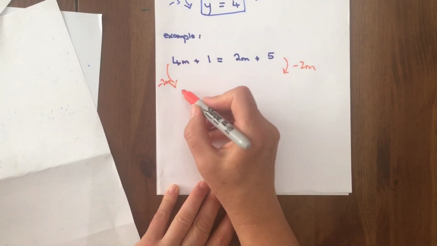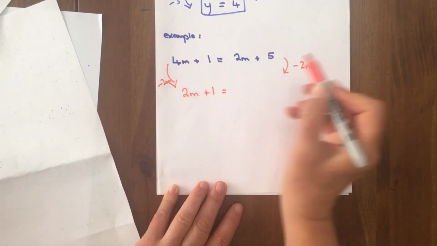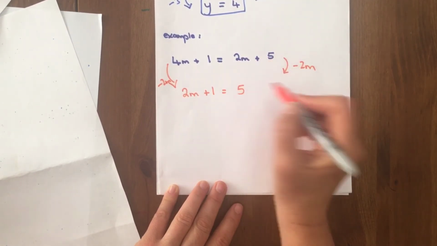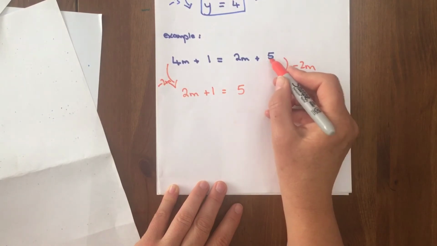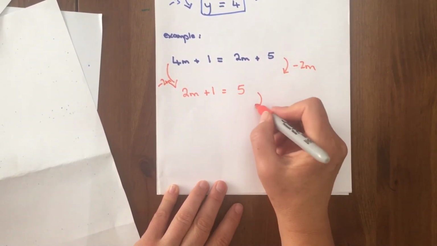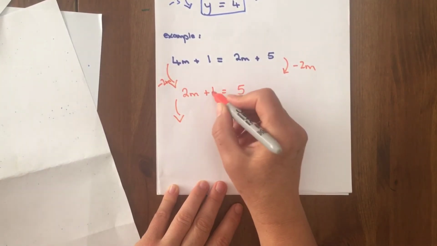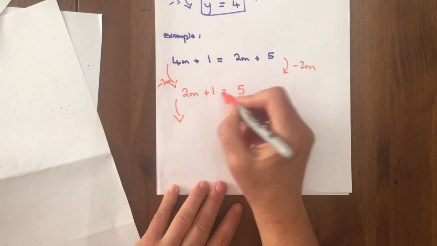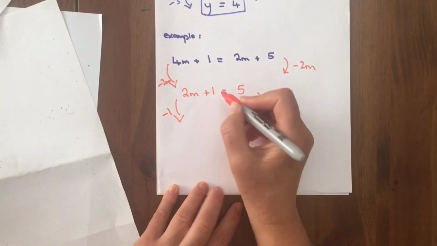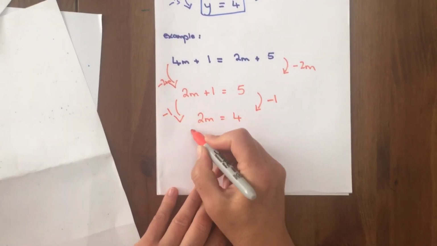4m take away 2m is 2m, but I still got my 1. 2m take away 2m is no m, but I still got my 5. M's and these m's are different to these numbers. Now what can I do to both sides of the equation? Well, I've got plus 1, so to get just m's on this side, I can take away 1 from both sides of the equation. So I've got 2m equals 4.